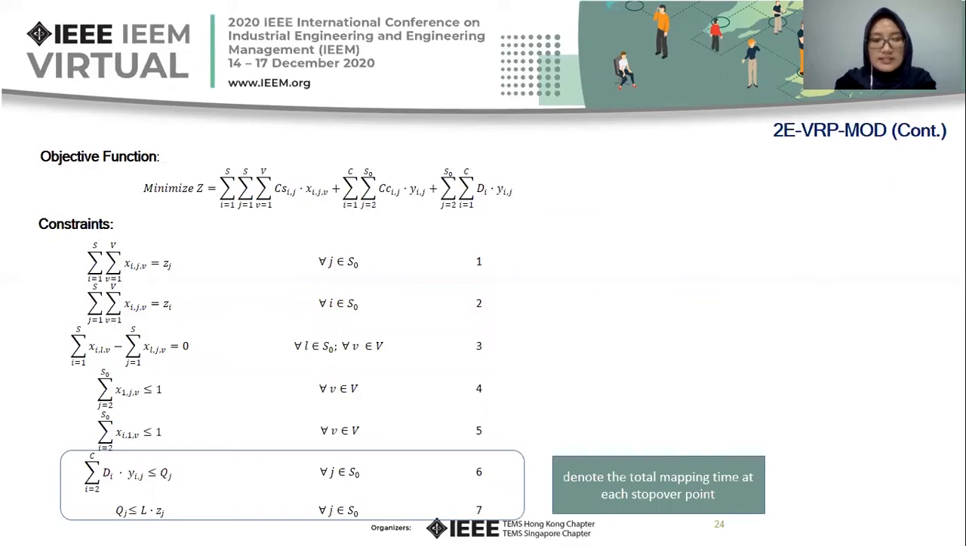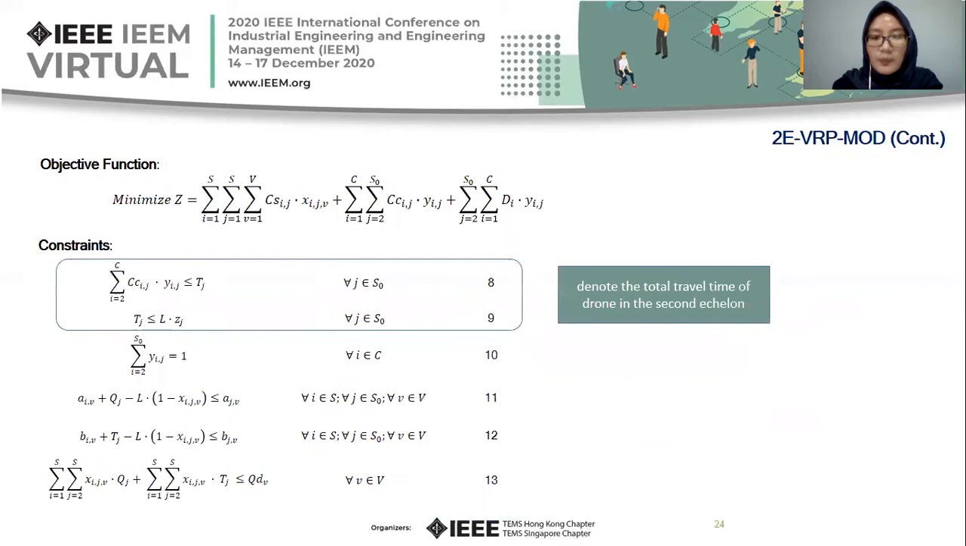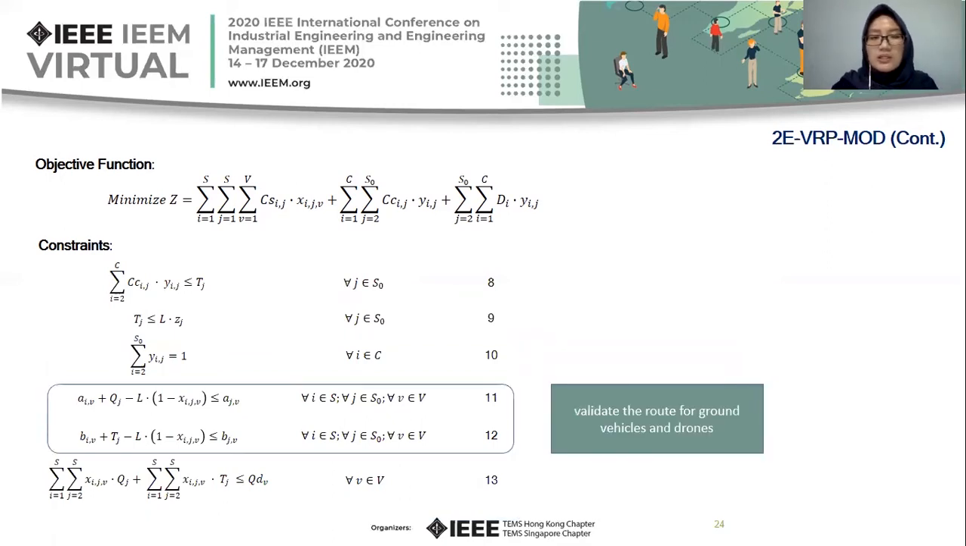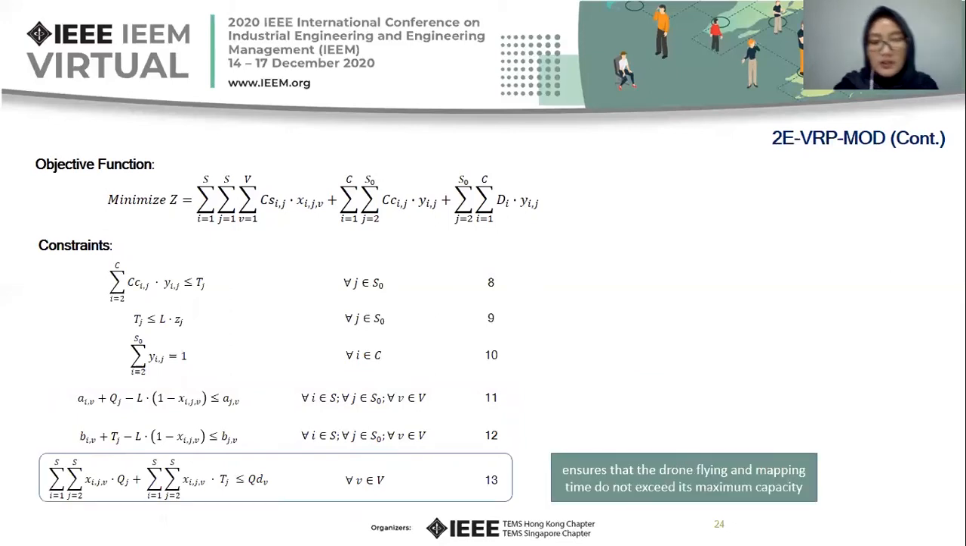Constraints number 6 and 7 denote the total mapping time at each stopover point. Constraints number 8 and 9 denote the total travel time of the drone in the second echelon. Constraint number 10 denotes the total travel time of the drone in the second echelon. Constraints number 11 and 12 validate the route for ground vehicles and drones. And constraint number 13 ensures that the drone flying and mapping time do not exceed its maximum capacity.